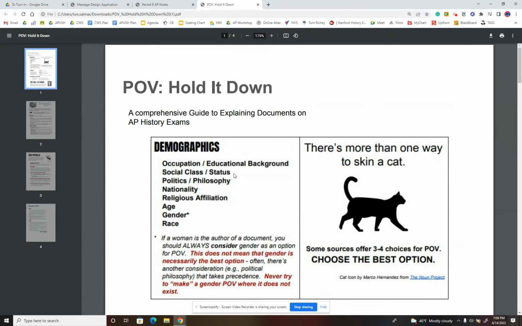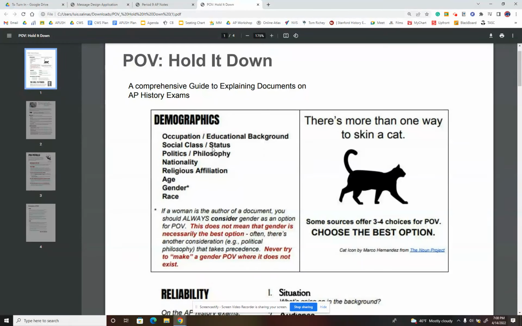what they should think about as they're looking at a document. So for example, one thing that I always tell the kids is demographics is important. So things to consider about the particular author, so this would apply to a primary source, is who is this person, what type of occupation did they have, maybe they had some type of educational background that is important. Where are they on the social class, if we might know that, socioeconomic, their status, what's the politics or philosophy of this author, nationality, maybe their religious affiliation, their age, gender, and race.